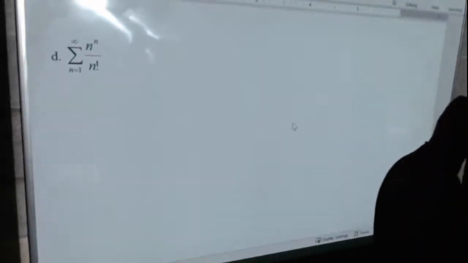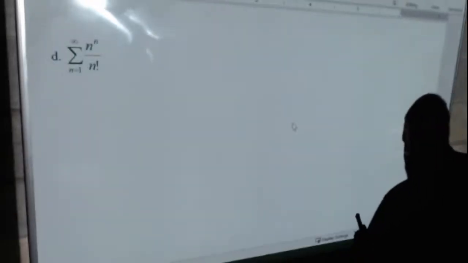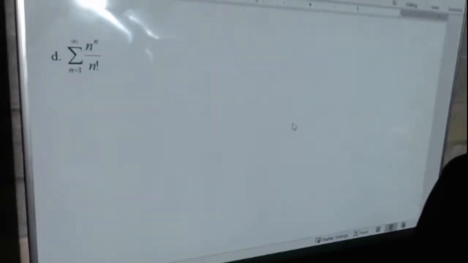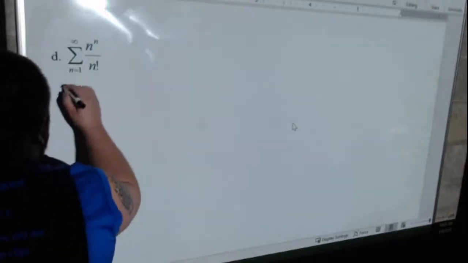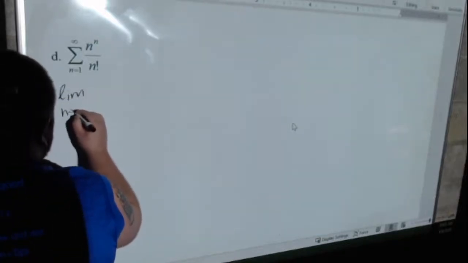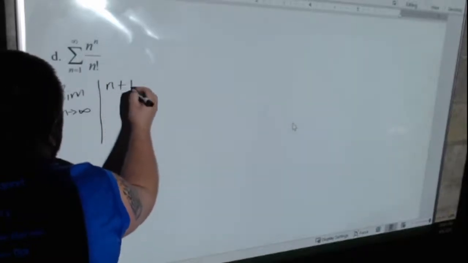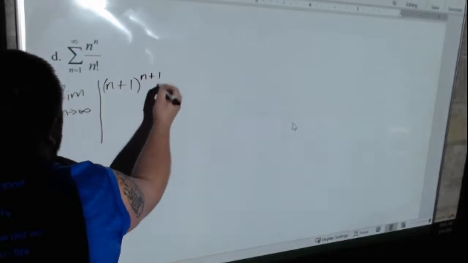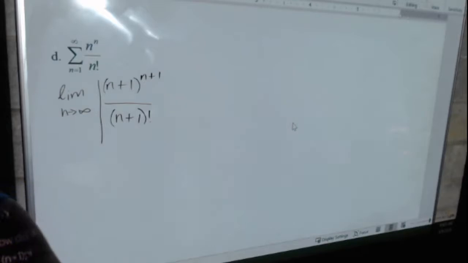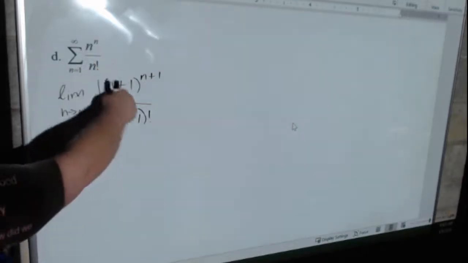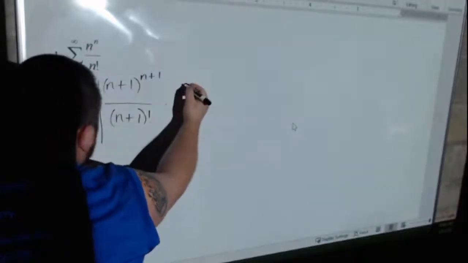All right. Last one. So again, there's that n factorial. That should be a clue that the ratio test is a good idea. So limit as n approaches infinity, absolute value, n plus 1 to the n plus 1 over n plus 1 factorial. That's making all of these n's n plus 1. Multiply by the reciprocal.